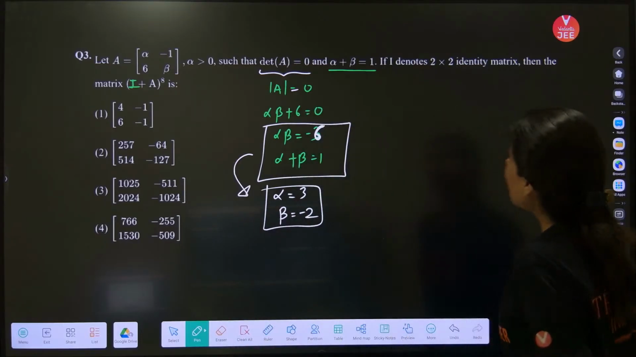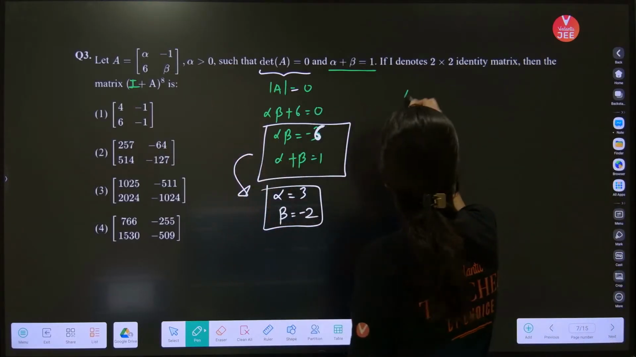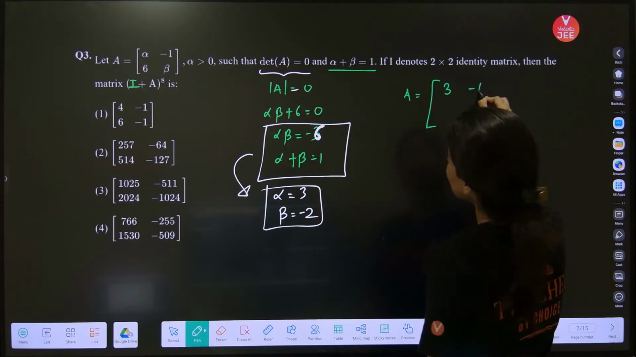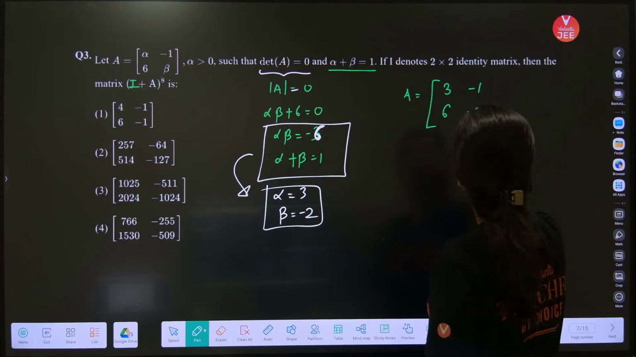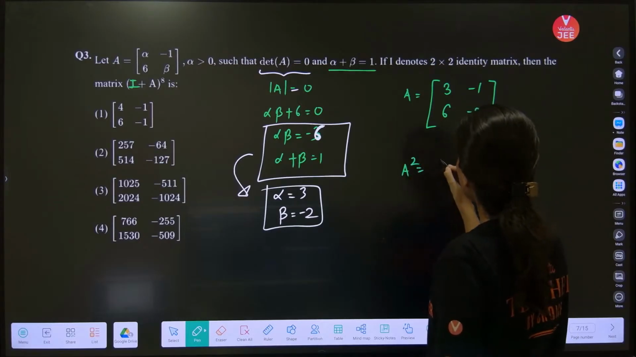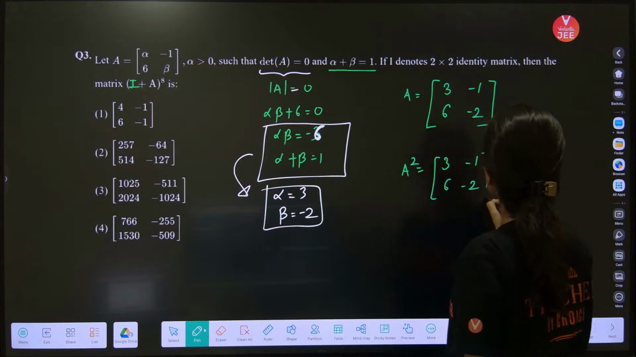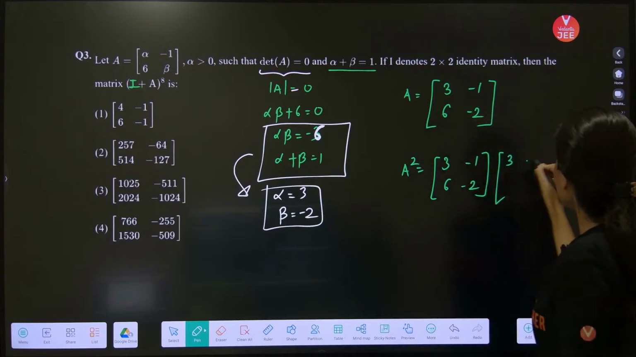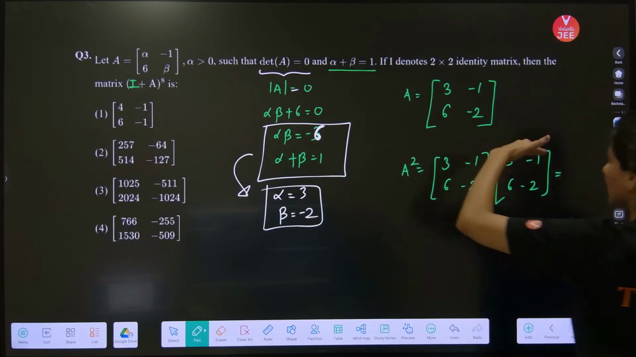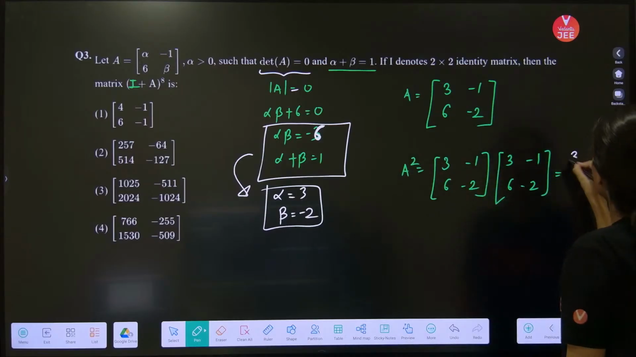Okay. Now, as per the question, see, understand. So you have got the A matrix now. Alpha is 3, minus 1, 6, minus 2. Tell me, A square. A square will be what? 3 minus 1, 6 minus 2, times 3 minus 1, 6 minus 2. Okay? So, see, understand. 3 3s are 9 minus 6.